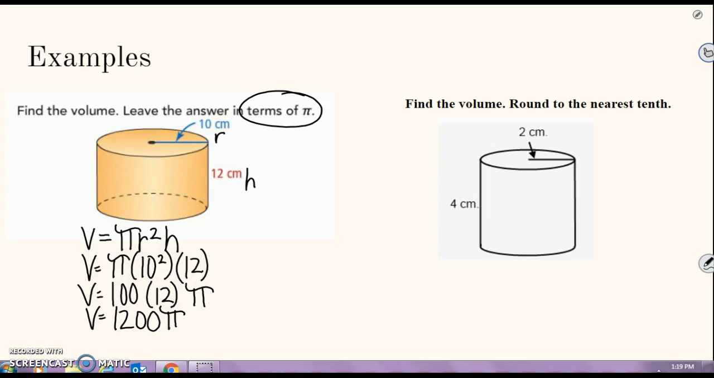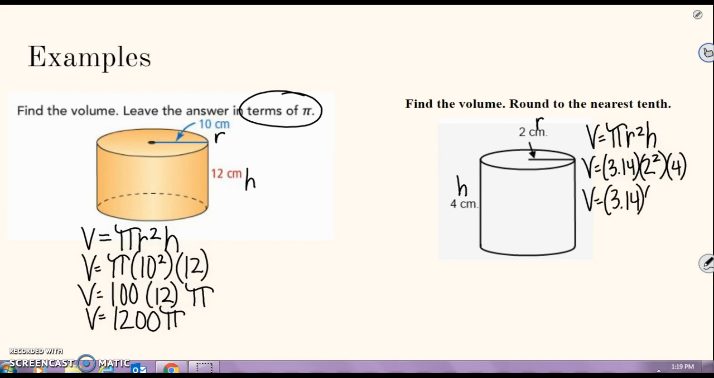The second problem says find the volume and round to the nearest tenth. Recall our formula is pi r squared times height. This time we are going to use 3.14 to represent pi. Our radius is 2 centimeters, so we're going to square that number. And the height of our cylinder is 4.